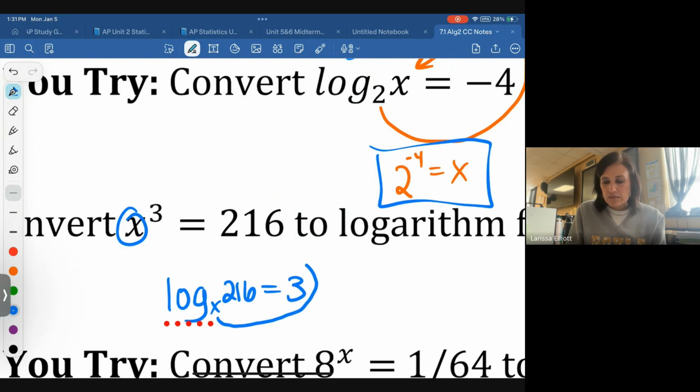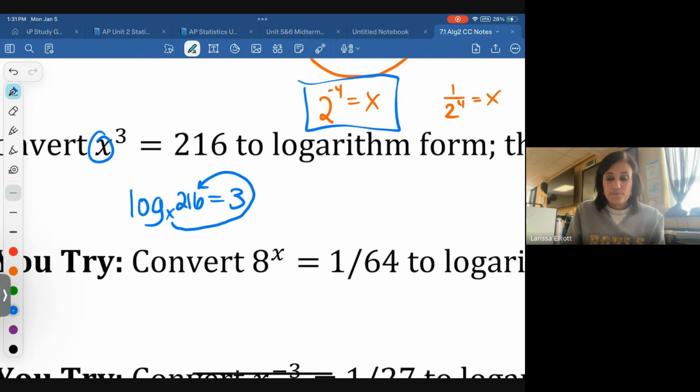X to the third equals 216. Yep, that's what it says. So I'm good. Next, write down log. Identify the base. Base is 8. Make 8 in that little subscript. Then the exponent goes on the other side of the equal sign. Leave a little space. And then the only thing left is my 1 over 64.